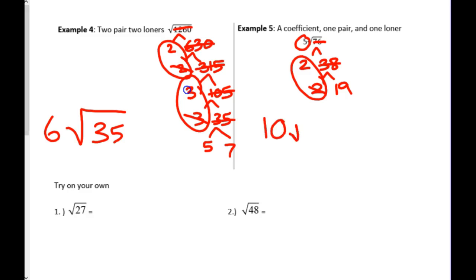So 5 times 2 on the outside is 10. And what loner goes inside? 19. So instead of 5 square root of 76, it's 10 square root of 19. Okay? That's the simplified version. And we say simplified because you want the smallest number possible under the radical. That's how we simplify it. Okay, so I want you to try 1 through 6, practice on your own. It's just like what we just did. So go ahead and do that now.